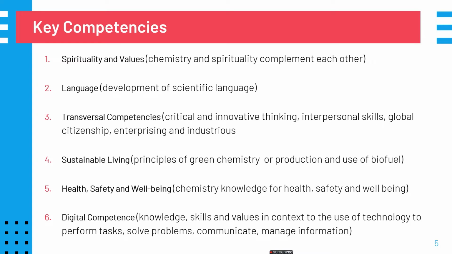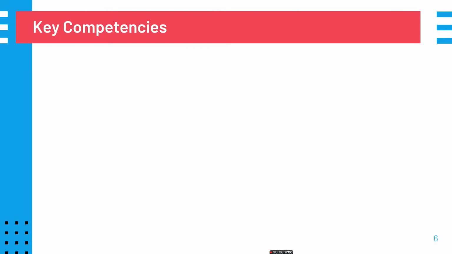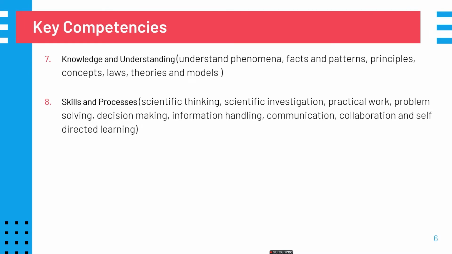Next is knowledge and understanding. We observe the phenomena, facts, patterns, and use scientific theories to construct new knowledge. Next is skills and processes. Some of the skills and processes are scientific thinking, scientific investigation, practical work, problem solving, decision making, information handling, communication, collaboration, and self-directed learning. Next is values and attitude. Chemistry promotes sustainable use of resources for harmonious living in society.